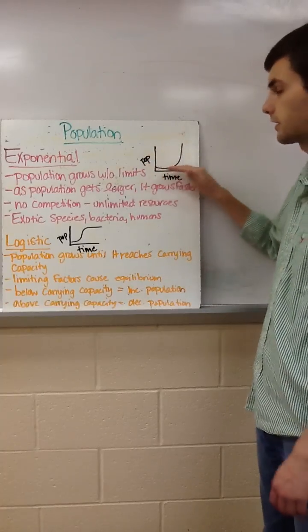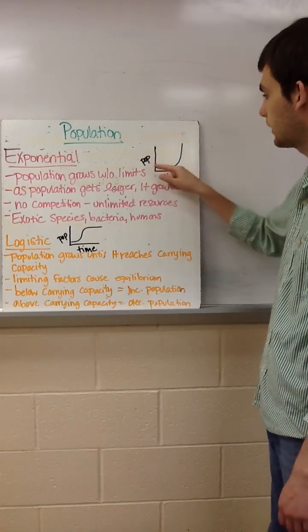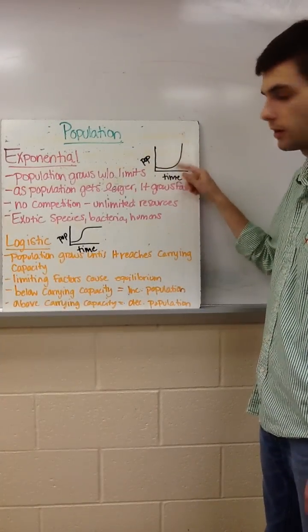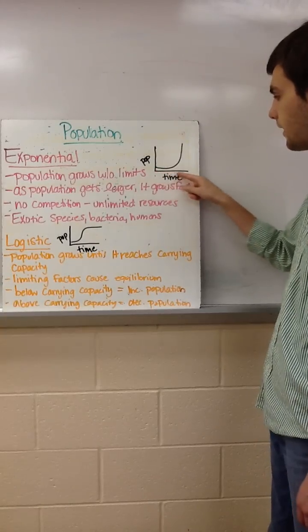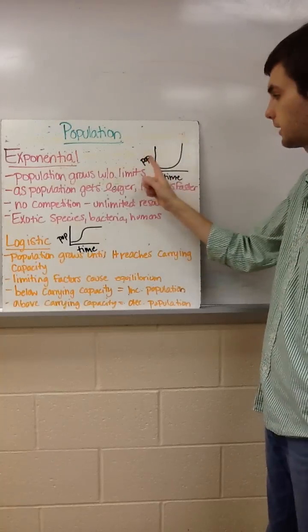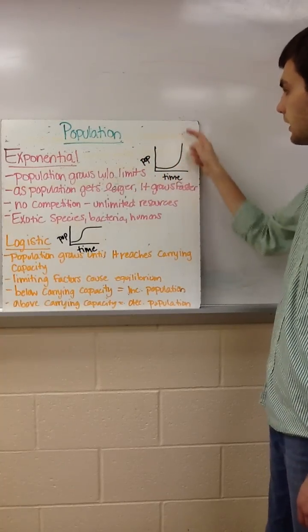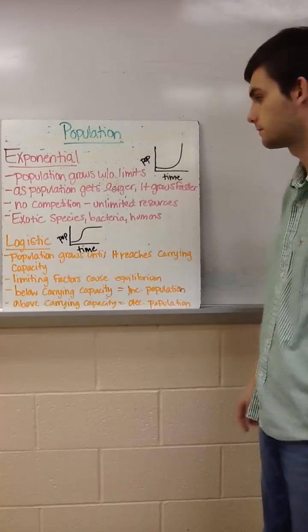This is a graph of what exponential growth looks like. It takes on almost a J shape, and as you can see, as time goes up, the population goes up, and as the population gets larger, it increases faster and faster.